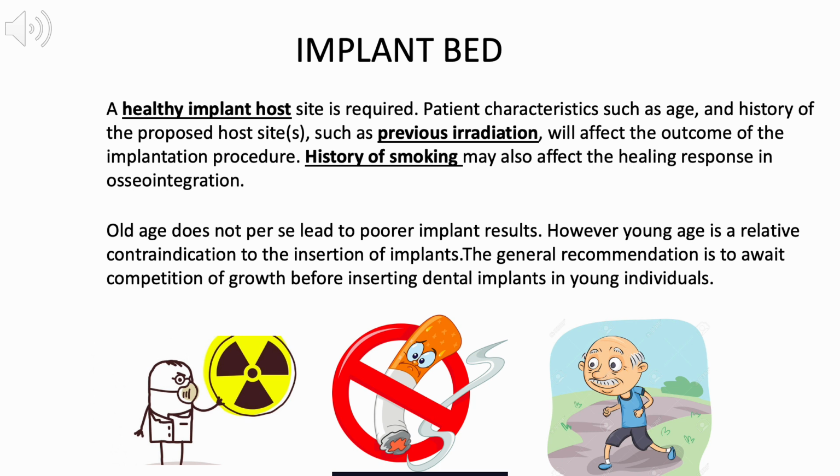Old age does not per se lead to poorer implant results. However, young age is a relative contraindication to the insertion of implants. The general recommendation is to await completion of growth before inserting dental implants in young individuals.